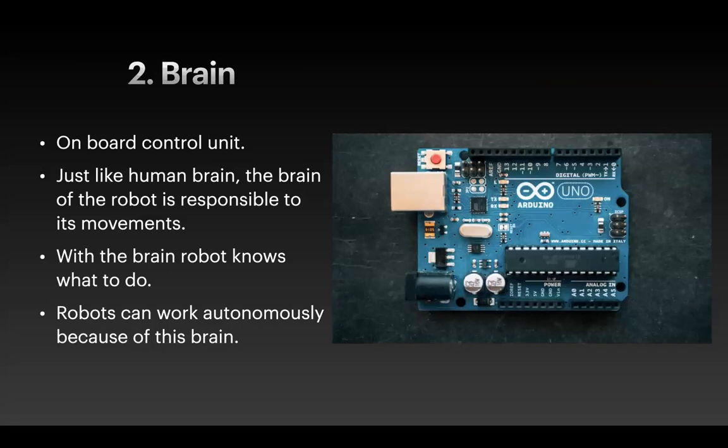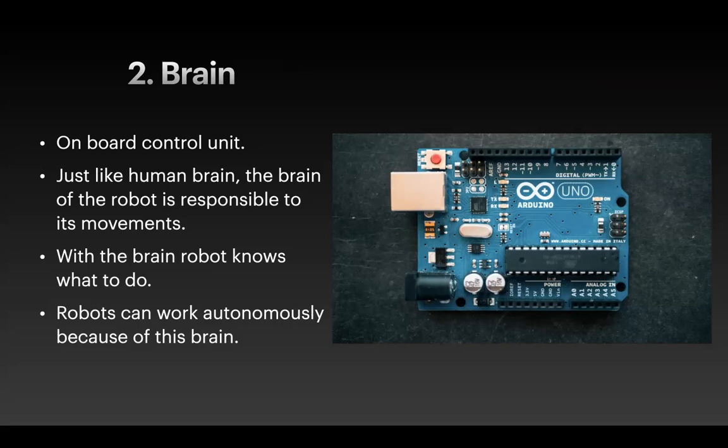And then every robot has a brain, right? The brain, or the device that we are going to learn about, is actually Arduino. This Arduino board is the brain of the robot that we are going to make. So Arduino is the brain of our robot. Let's see what the components of the brain are. We call this brain the onboard control unit as well.